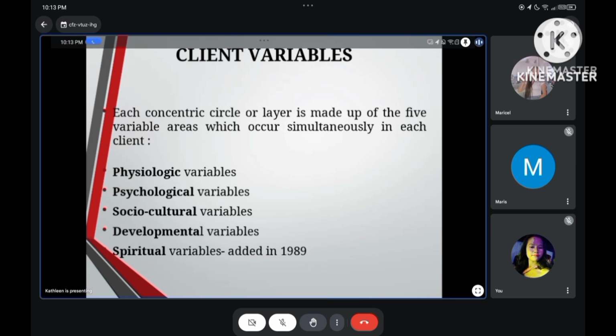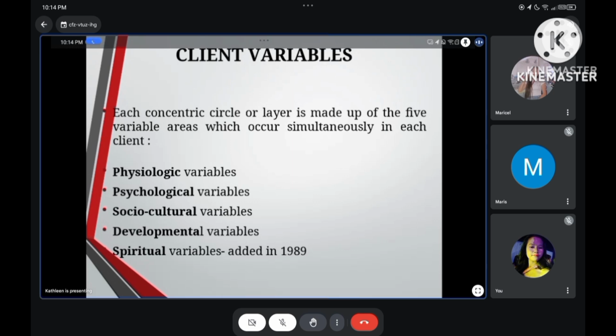For sociocultural, this refers to the client's social and cultural influences. For example, a client from a minority culture experiencing stress due to language barriers or misunderstandings. For developmental, it considers the client's growth and development stages. For example, a teenager going through puberty facing challenges related to physical and emotional changes.